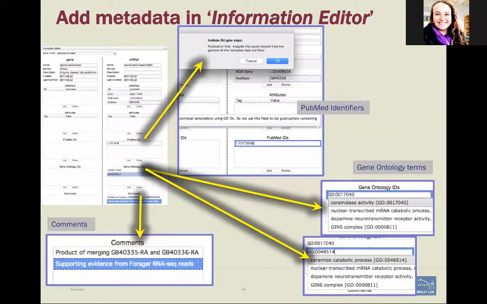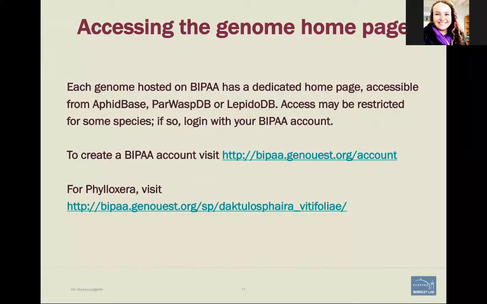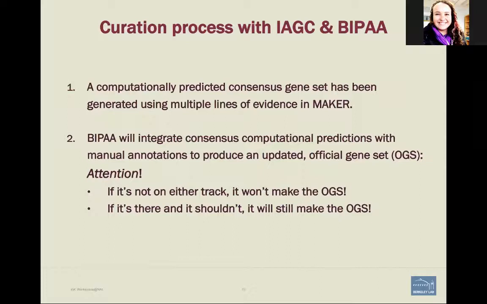models. There are some rules specific to the BIPAA site. I'm now officially a minute over the time that I had allotted for this, so I'll go through these quickly. Thankfully, they're all listed on your website. As Anthony was saying before, each genome hosted on BIPAA has a dedicated homepage. If you don't have an account, you'll create it from there. This is the URL for the phylloxera, but you need to have permission in order to access those resources Anthony mentioned before. A computational predicted consensus gene set has been generated, and that's using Maker.